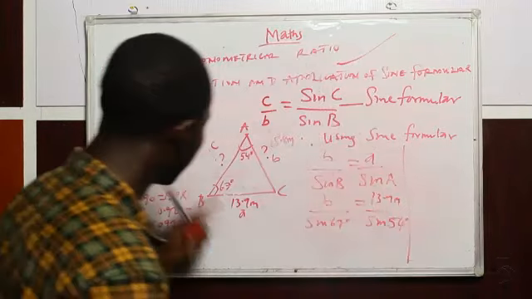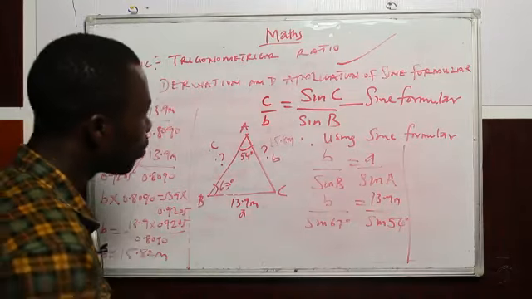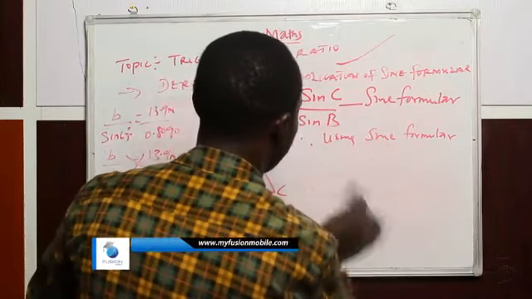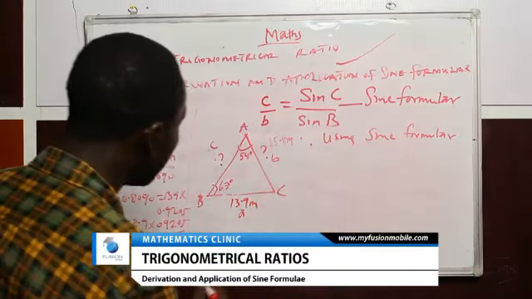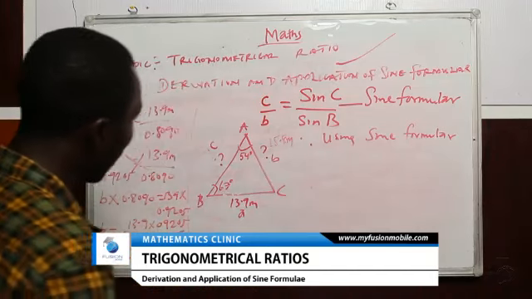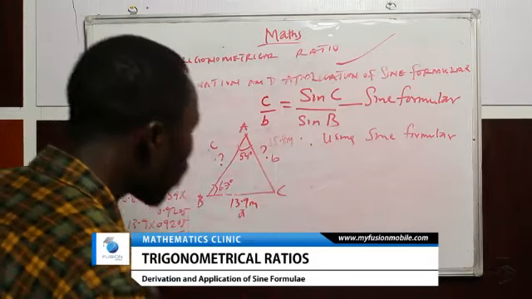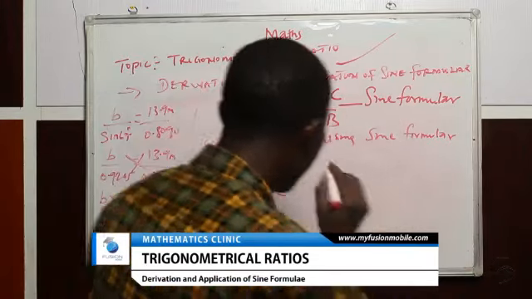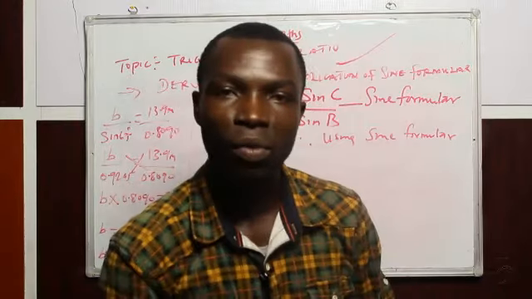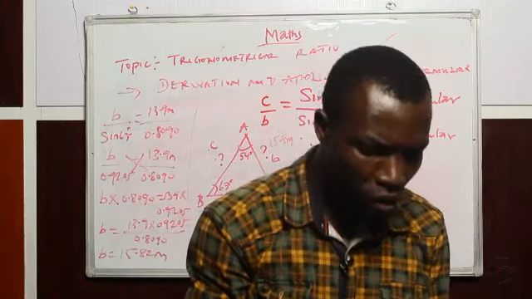Now, how do we find c? The battle is not yet over. We can also find c by using the sine formula, because we have already found our side b. But we can only find our c by knowing the angle of C. That is the law attached to the sine formula. We have to know the angle at C. And how do we know the angle at C?